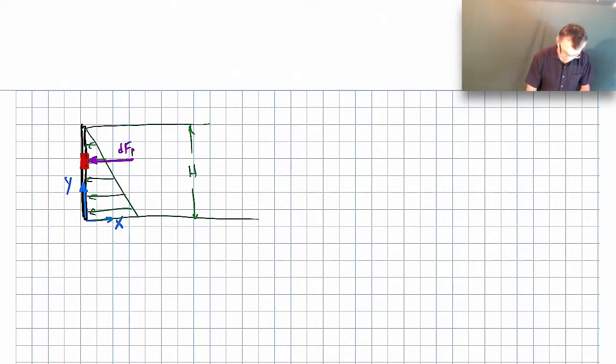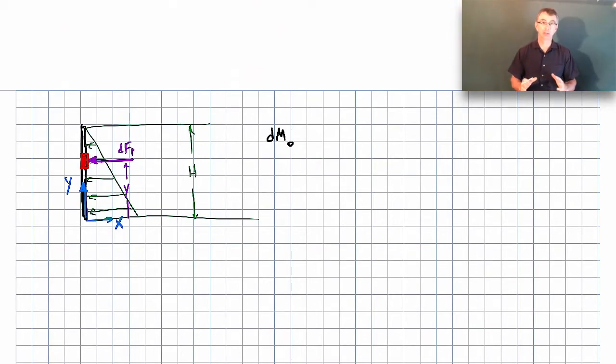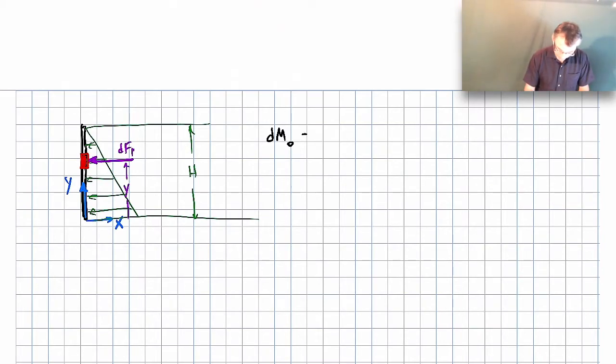And the pressure force, of course, is acting a distance y from the bottom, right? So that pressure force is going to create a moment about the origin. We have an r cross f kind of calculation here. So that little pressure force is going to create a little bit of moment about the origin. So let me write out what that expression looks like. The little bit of moment about the origin will be just in the z direction, so I'm not going to put the k-hat vector here. That little bit of moment will be y times dfp.